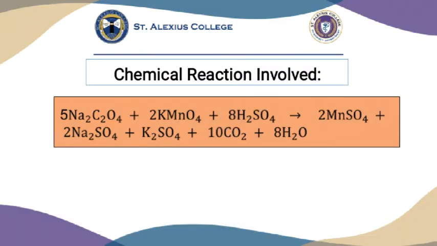So, moving on to the chemical reaction involved in this activity. It is 5 sodium oxalate plus 2 potassium permanganate plus 8 sulfuric acid, and it produces 2 carbon dioxide plus 2 sodium sulfate plus manganese sulfate plus 10 carbon dioxide and 8 water. So that's the chemical reaction involved.